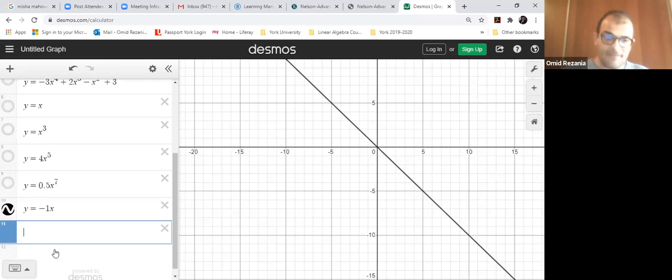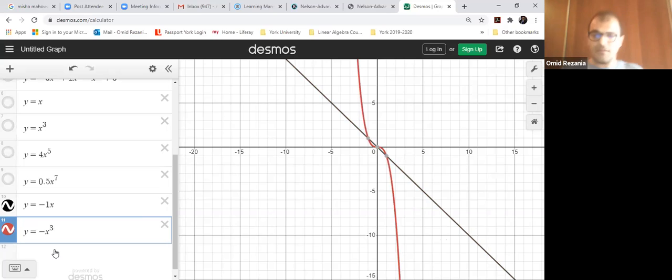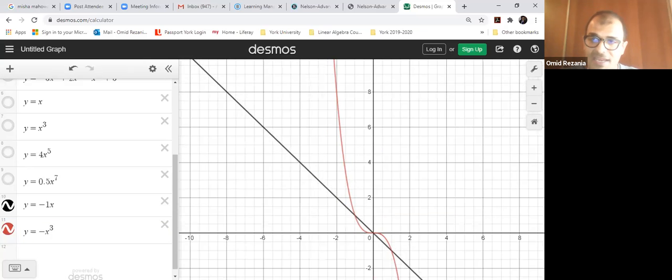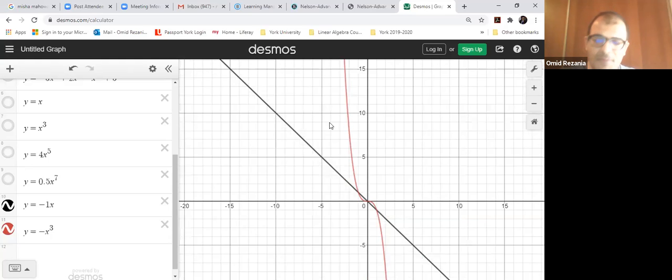Let me go back to plot another function. I call that minus x to the power 3. It's like x to the power 3. Over there, it was an odd polynomial with a positive leading coefficient. Now it is with a negative leading coefficient. You see that again, the function is essentially occupying the second quadrant of the Cartesian plane and the fourth quadrant.